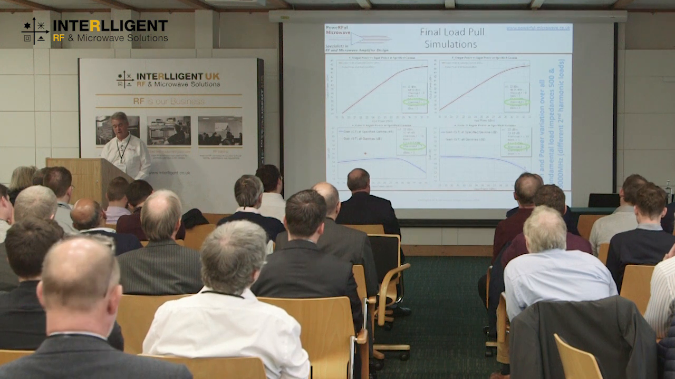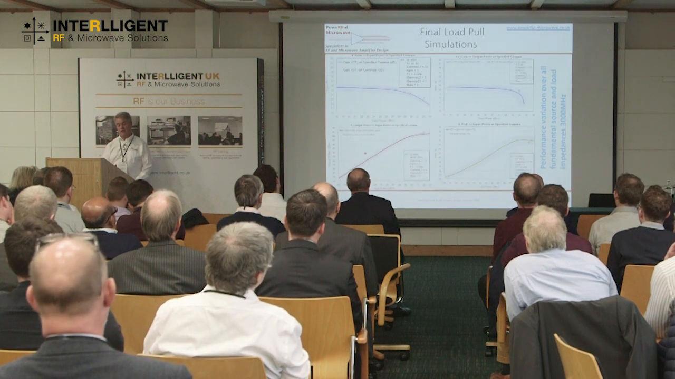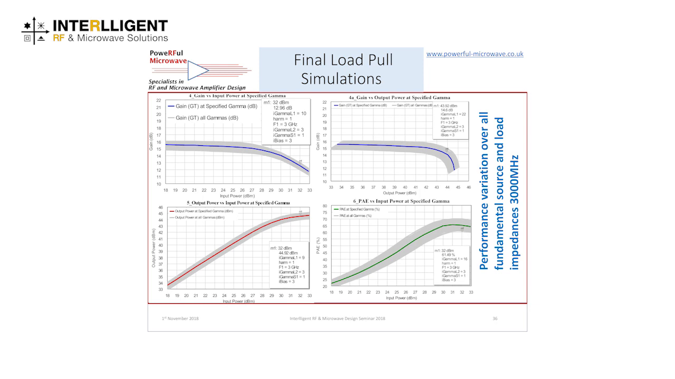So you can see the gammas have changed there. And now this is doing it including source variation as well. So the grey are all the impedance points. The blue just happens to be the ones I've chosen as typical. But now you can get an idea of the spread that you're going to get out of the device when you're varying all the source impedances and the load impedances.